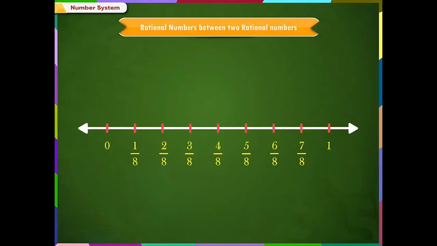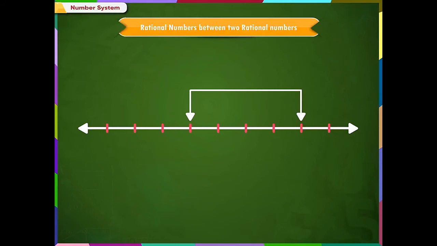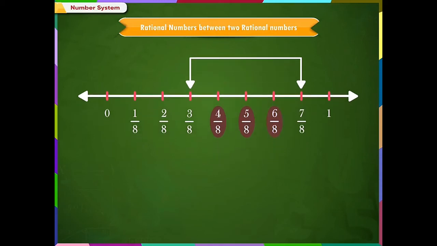Rational numbers between two rational numbers. Let us look at how many rational numbers can be there between 3 by 8 and 7 by 8. Mark the rational numbers 1 by 8, 2 by 8, 3 by 8 and so on to 1. We may probably think that there are three rational numbers, that is 4 by 8, 5 by 8 and 6 by 8. Is the answer correct?